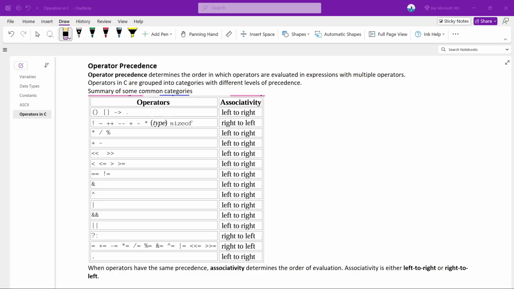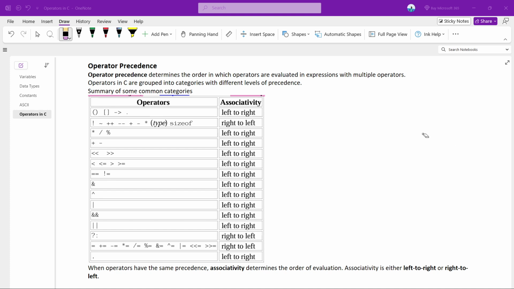Welcome to part 2 of operators in C programming. So in the previous lecture, we saw what the different types of operators in C programming are and the operations that they perform on data. Now today we will be learning about two other topics, which are operator precedence and type conversion.